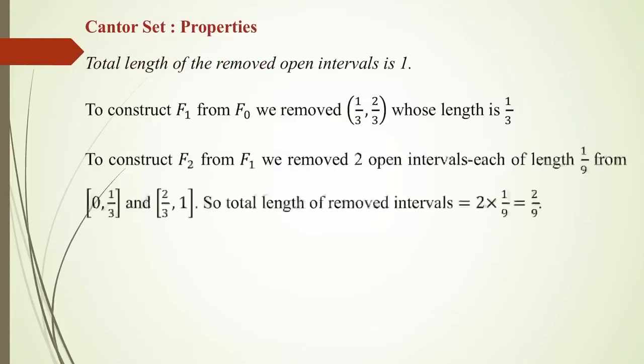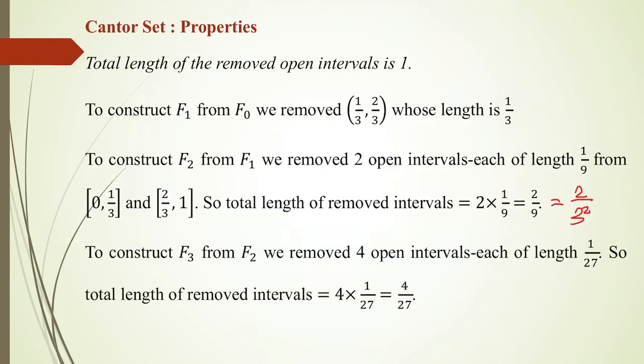So we get the total length of removed intervals in the second stage as 2/9, which is 2/3². So here we have 1/3, here we have 2/3². And in the next stage, to construct F3 from F2, we remove 4 open intervals, each of length 1/27. So the total length of removed intervals is 4 times 1/27, which is 4/27, which can also be written as 2²/3³.